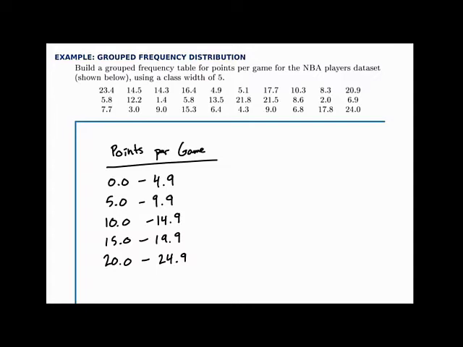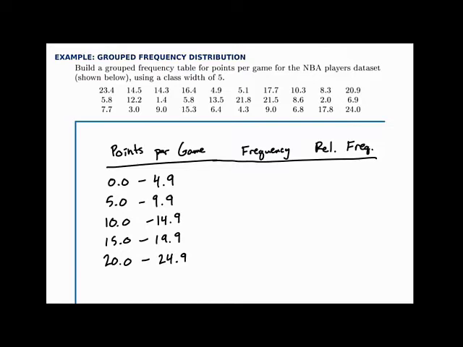So the next column will be the frequency, and then lastly we'll have the relative frequency. Since there are 30 values here in our data set, once we have the frequencies, we'll just divide each one by 30 to get the relative frequency. We won't show this in detail for all of these classes, but just for the first class, from 0 to 4.9, we'll go through and select all the ones that fit into that category.